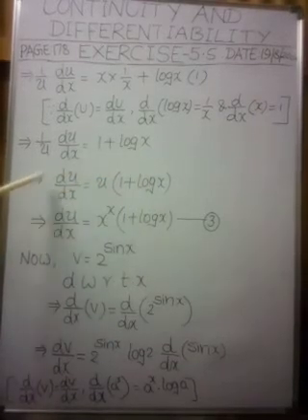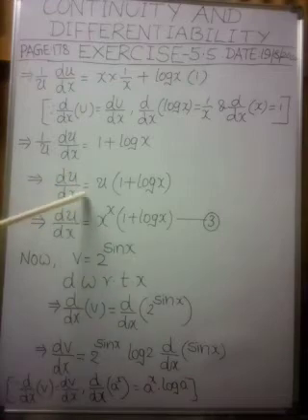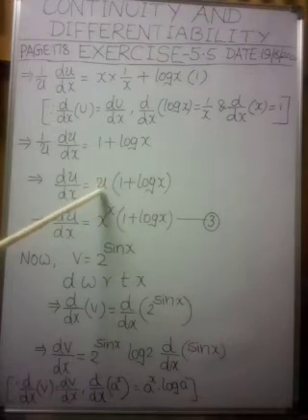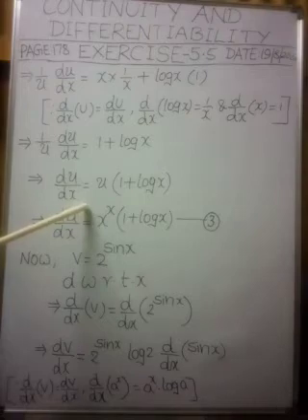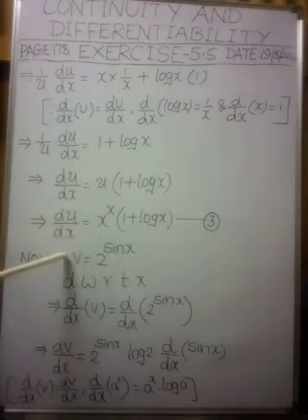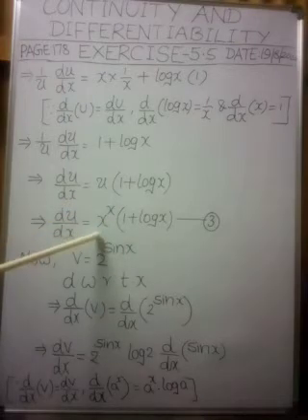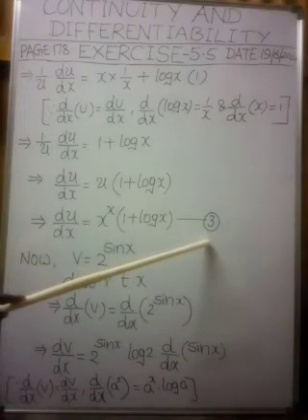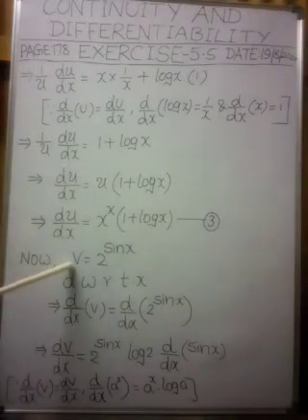Right. This implies d by dx, we are finding here du by dx. So du by dx is equal to u into, we are sending 1 by u to RHS. So it becomes u into 1 plus log x. Understood this step, my dear children? Right. This implies du by dx is equal to, what is meant by u here? X power x. So x power x into 1 plus log x. Assume this result as equation 3. Understood this step, my dear children? Right. Now we take the second part.